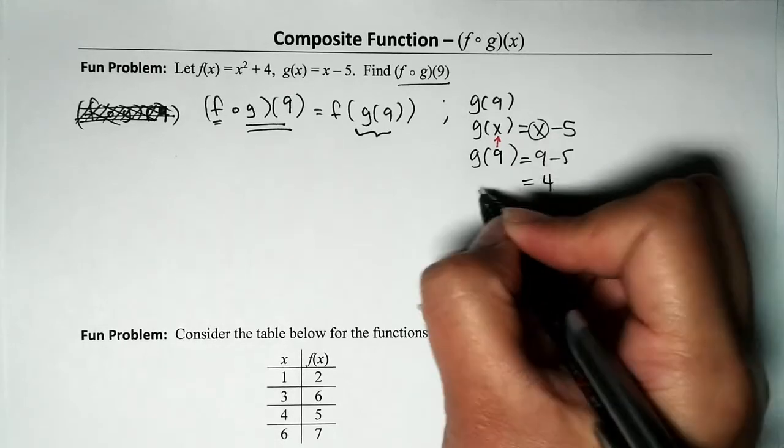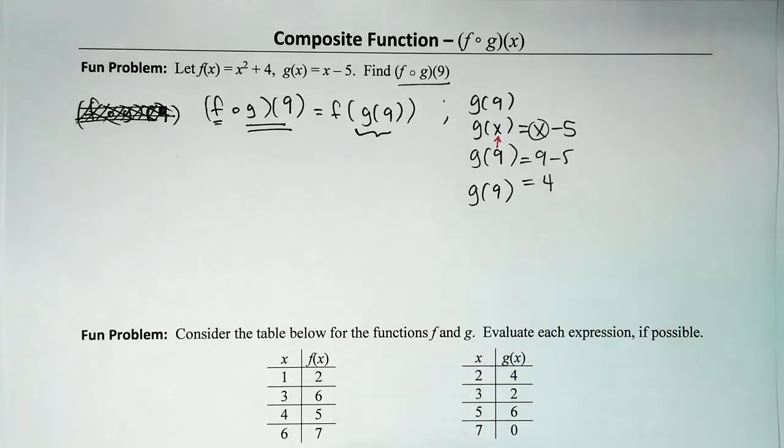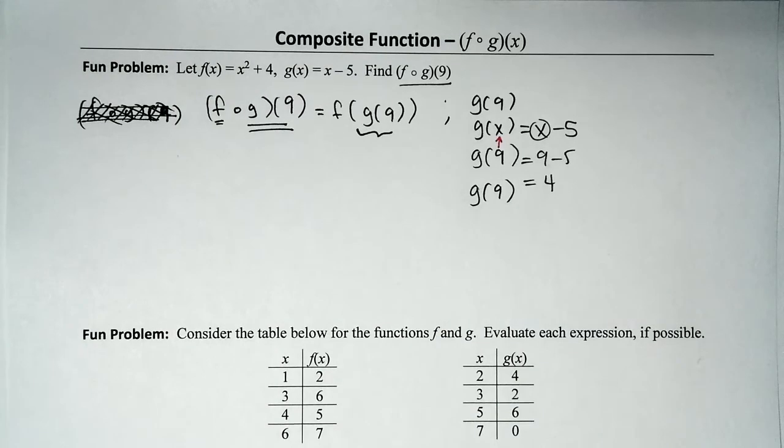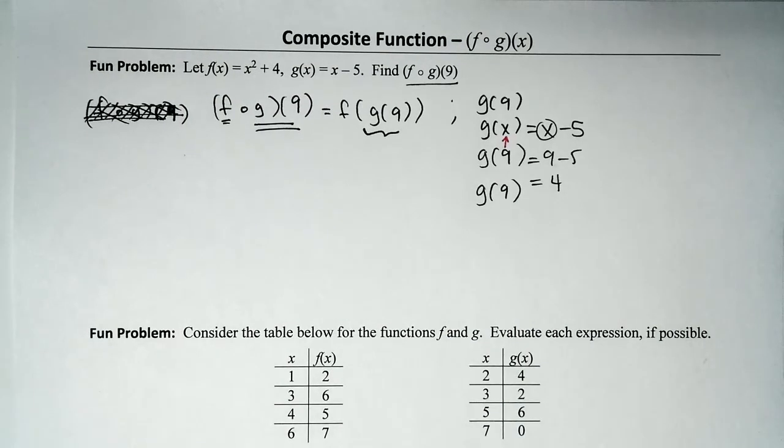If this was the only thing I was going to submit for credit, I would box 4 and move on. But because this is part of my solution, I want to ask myself, what equals 4? I'm like, all right, g of 9 equals 4.